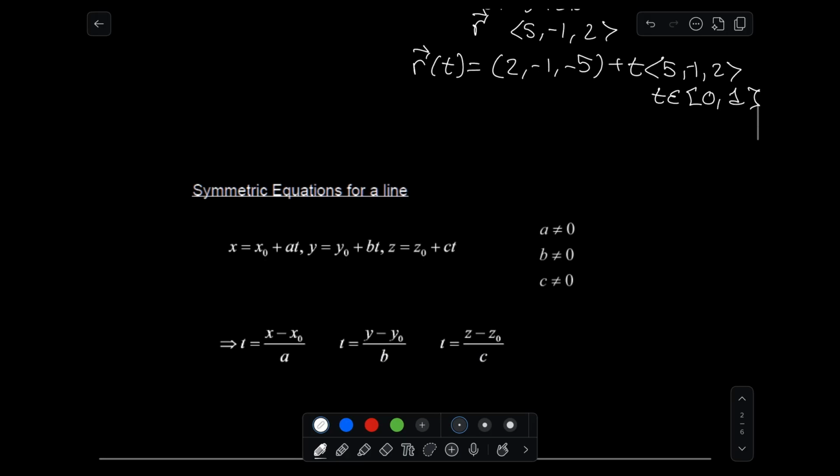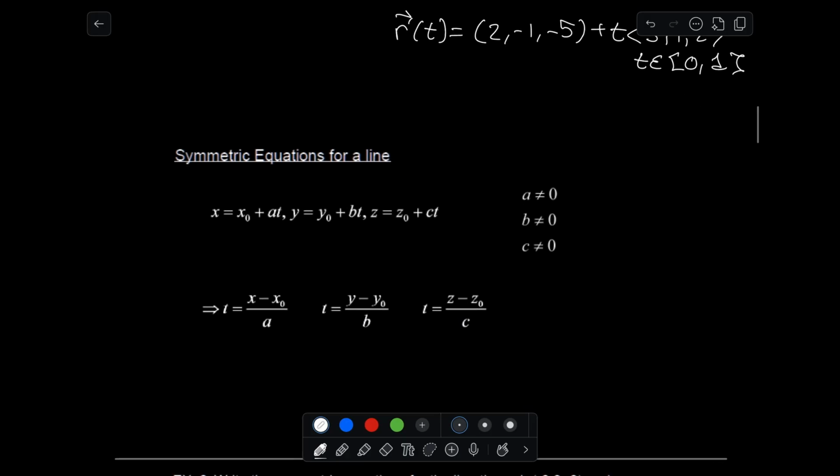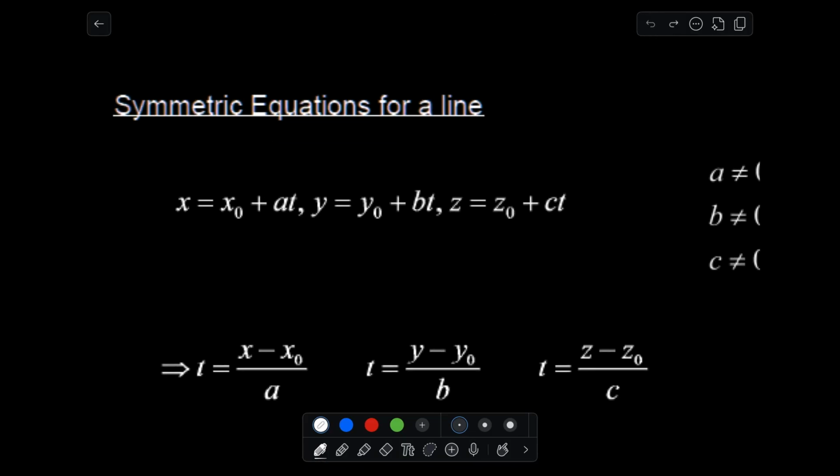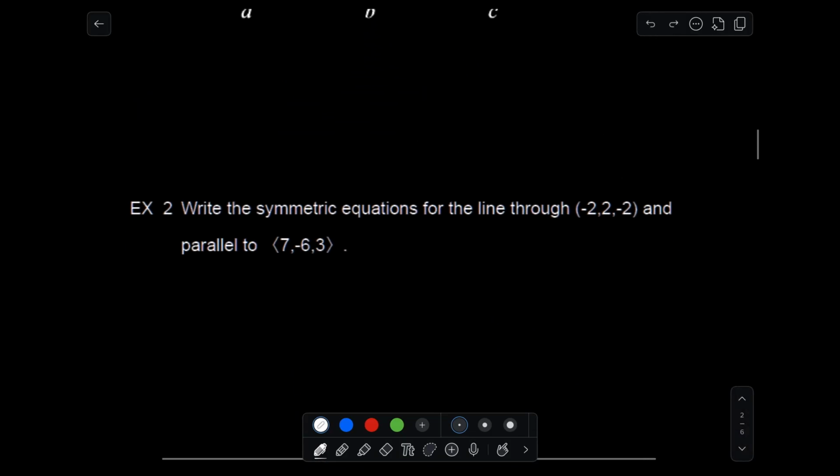And another way we can eliminate the parametric, like we did in Calculus 2, is we can write these symmetric equations. These symmetric equations are given in this form, and you just have to isolate to solve for t, and you can set them all equal to each other, right?